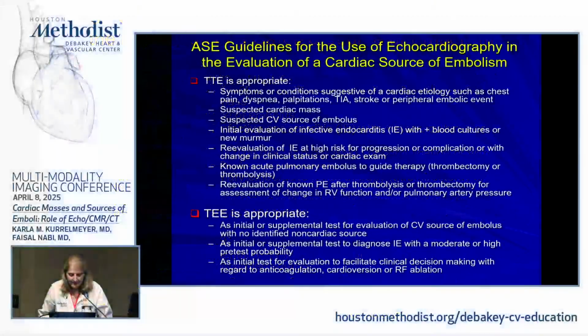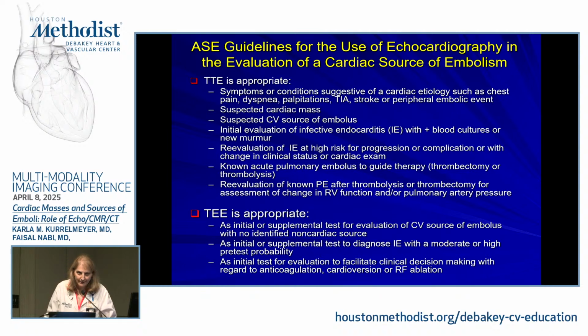So according to the ASE appropriate use guidelines, talking about the use of echo in the evaluation of cardiac source of embolus, I'm not going to go through all these, but I'll just give you a summary. TTE is always appropriate. If the neurologist says it's a cardiac source of embolus, you need a TTE. TEE is also always appropriate. I know we do a lot of these in the lab, but there's a reason for it. Frequently, we do find things that could alter the treatment plan for that particular patient.